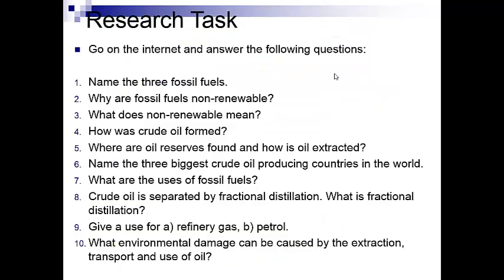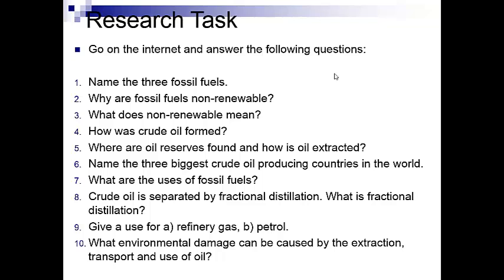This is a research task that at the end of this, if you want to go and do some research, do some homework, try and get your grade up. These are a list of questions that we've run through. So I'll leave this for you. I'll go through them quickly. Name 3 fossil fuels. You can find the information in this video that we just done. Why are fossil fuels non-renewable? So I'll tell you that renewable sources are never going to run out. So what does the word non-renewable mean?